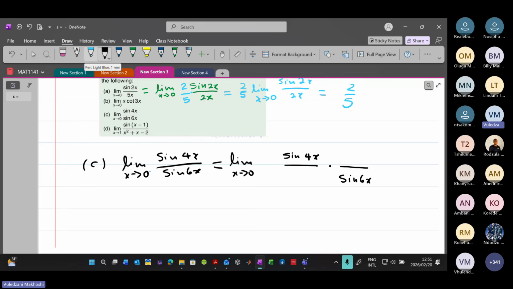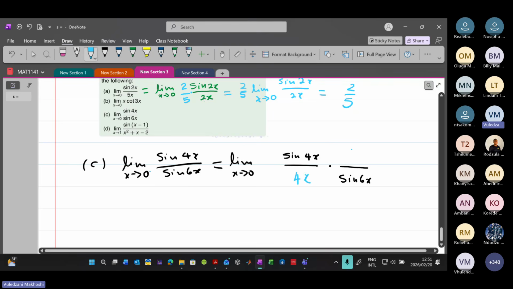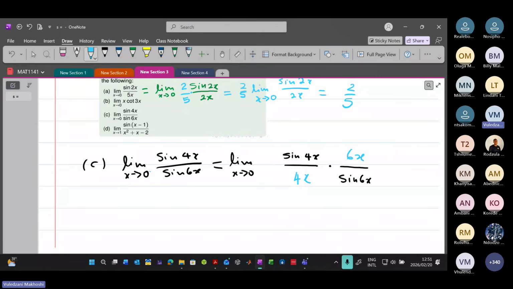Then how do we... If I write 4x here and 6x here, it simply means I introduced something which was not there originally. See, 6 over 4 was not there originally. So we must multiply by 1.